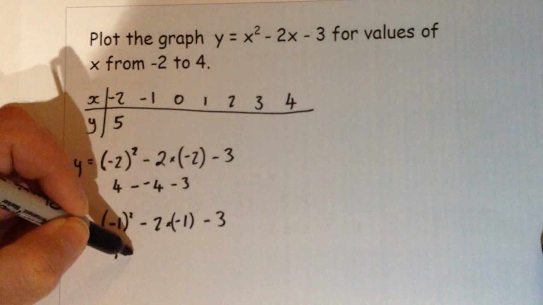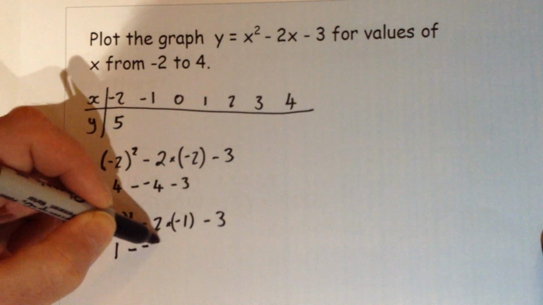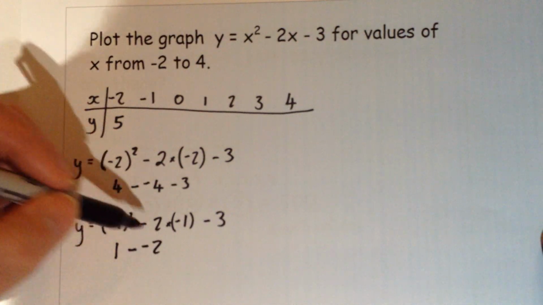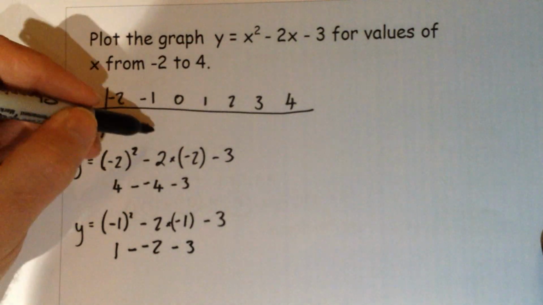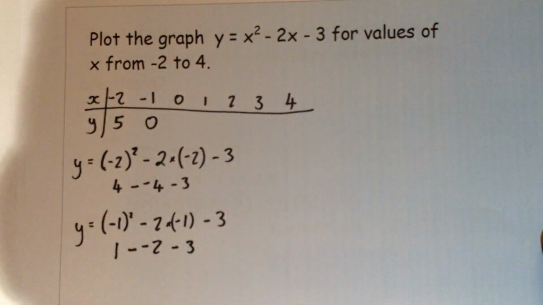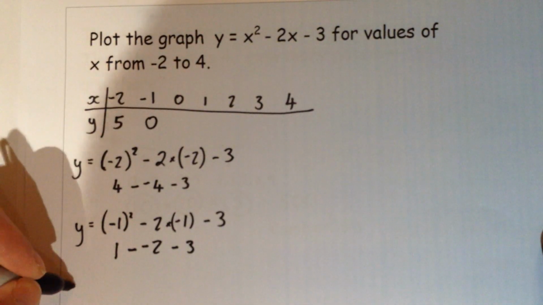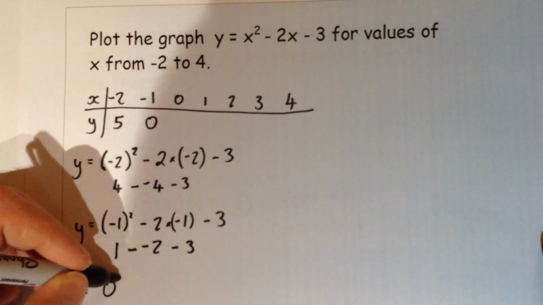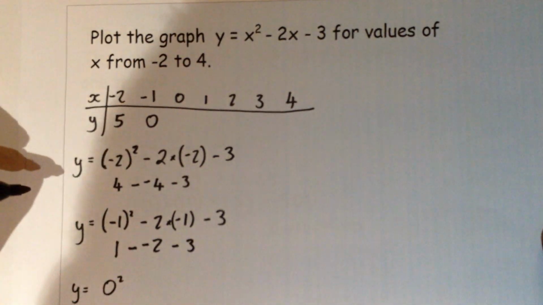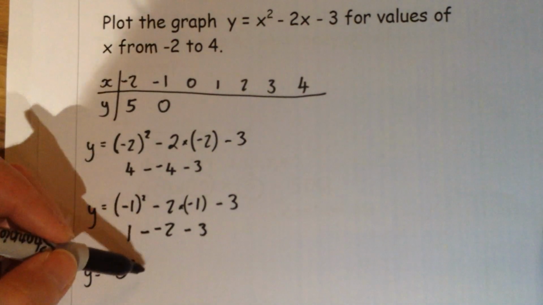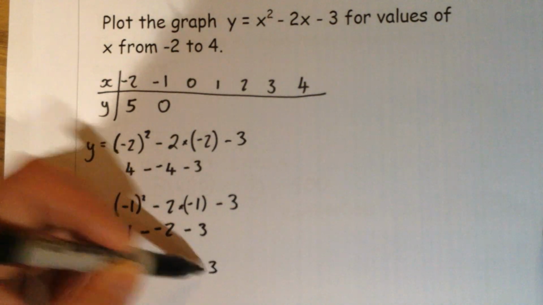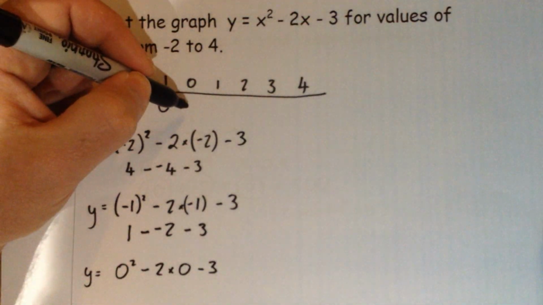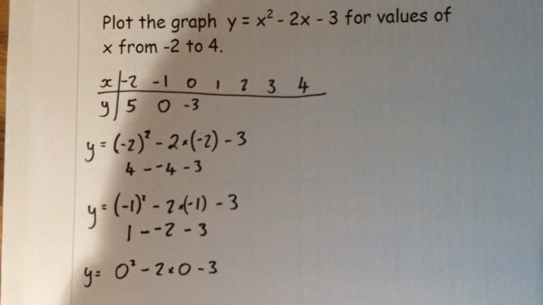So this would give us 1, take away 2, or take away minus 2 should I say, minus 3, so that gives us 0 for this one. For 0, don't need the brackets around now, because we're talking about a number that doesn't have a minus in front, so we're okay just leaving this as follows. That would give us minus 3 if you did it on your calculator.